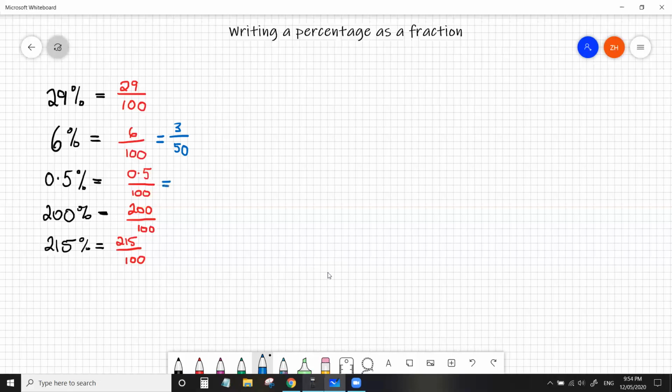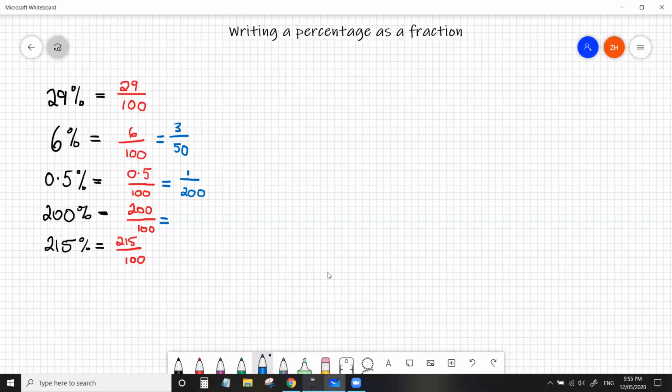With this next one, the problem is that when we have a fraction, we don't like to have decimal numbers in it. So what we're going to do is try and turn that into a fraction with whole numbers. So this 0.5, if we double it, we'll get 1 whole. If we double the bottom, we'll get 200. And that's now a simple fraction.